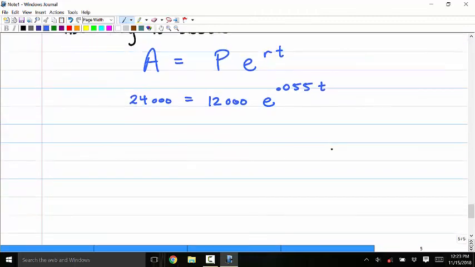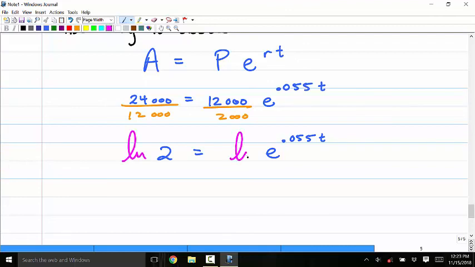This is the last one. Divide both sides by 12,000. So you get 2 equals e to the 0.055 t. I know several of you have to go. Go. Take the ln. So you get ln of 2 equals 0.055 t. Divide both sides by 0.055.